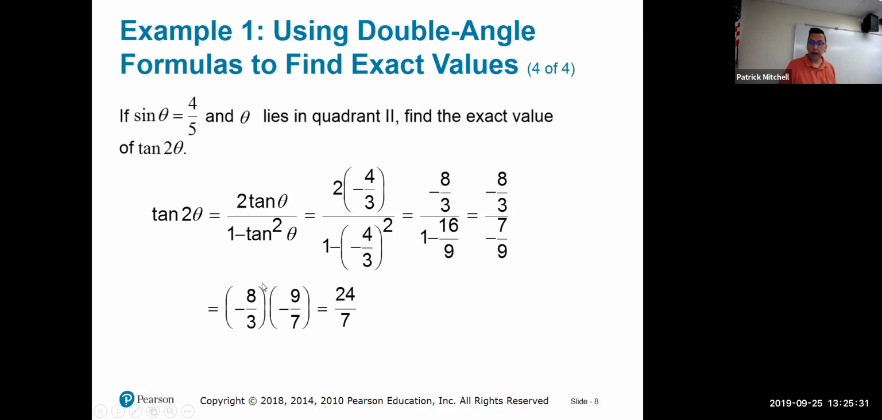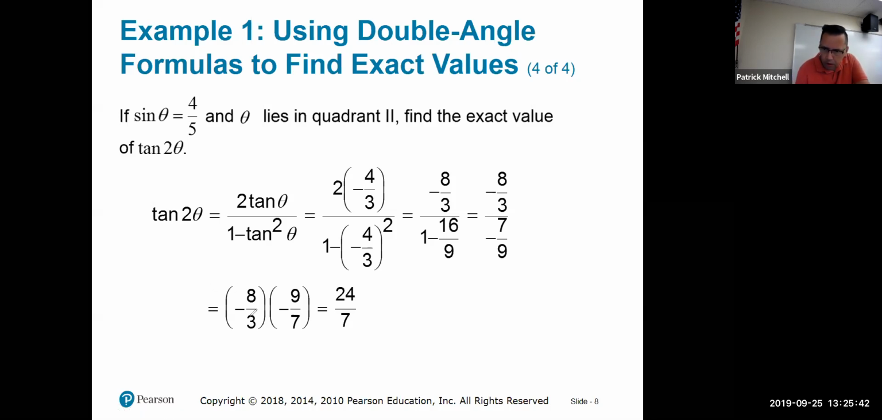And when you multiply -8/3 times 9/7, let's see, it would help if I hit the draw button. 3 into 9 goes 3. These negative signs disappear. You're left with 24/7. Okay, so the tangent of 2 theta is 24/7.